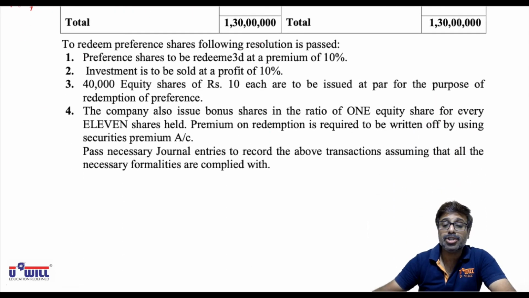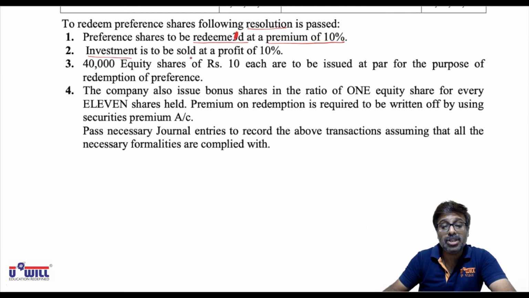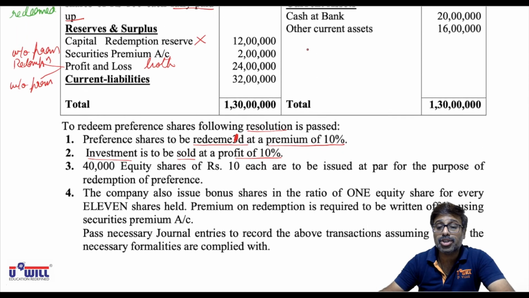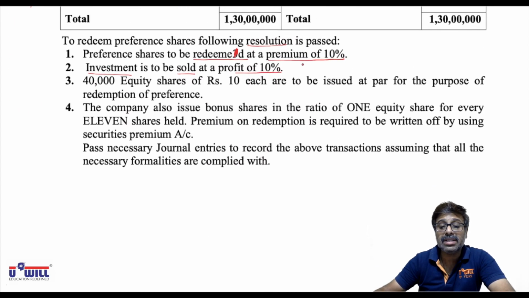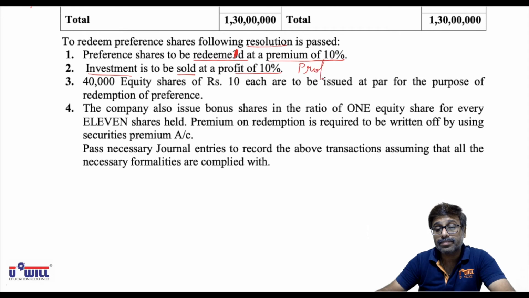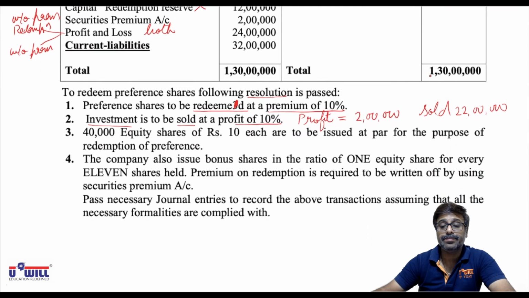To redeem preference shares, the following resolution is passed. First, preference shares are to be redeemed. Cancel this 3. They are to be redeemed at a premium of 10%. Then investment is to be sold at a profit of 10%. In the previous question it was sold at a loss. Now here investments are 20 lakhs. So 10% profit will be 2 lakhs. Means you can say that they are sold for 22 lakhs. Profit will get added. So they are sold for 22 lakhs.